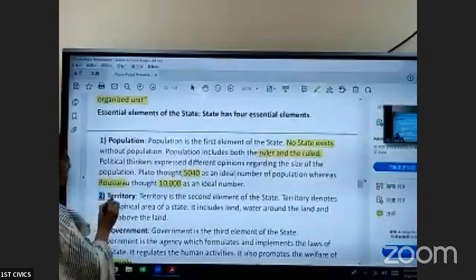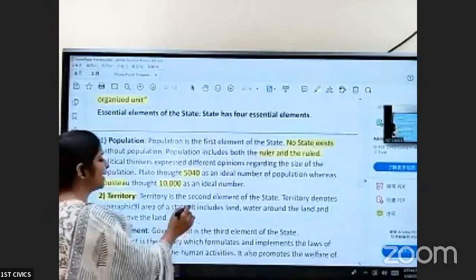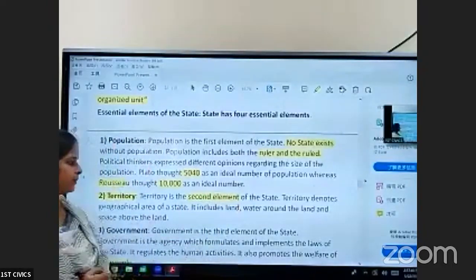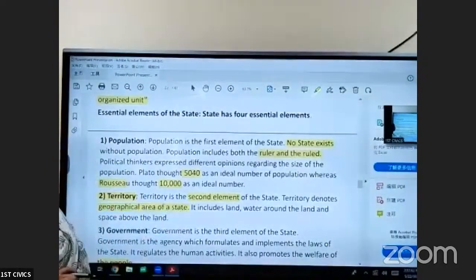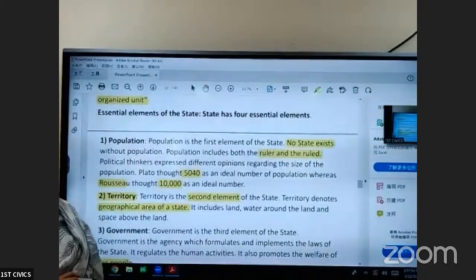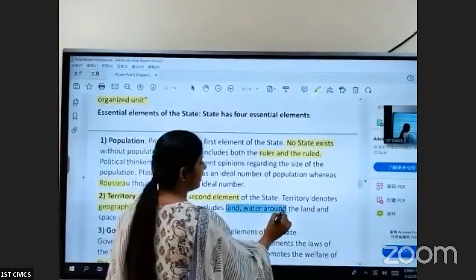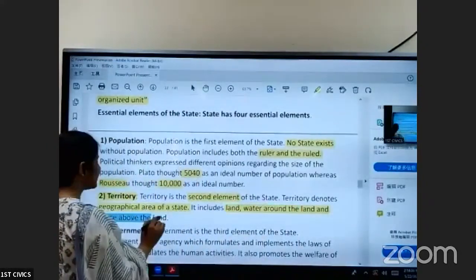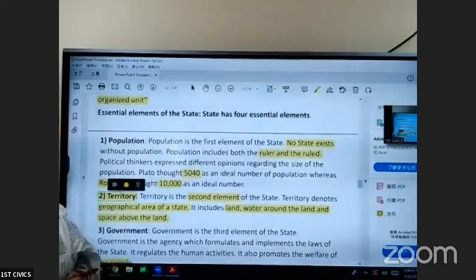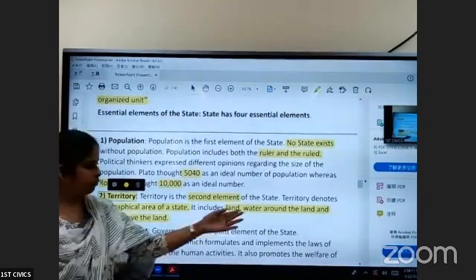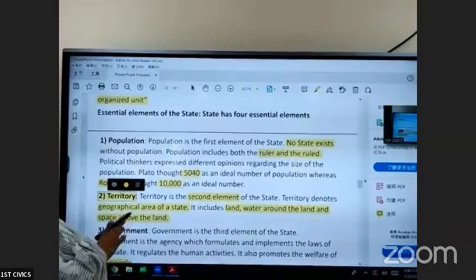Coming to the second element, that is territory. Territory is nothing but the boundaries of the state. It is the second essential element of the state. How will you identify the territory? It is the geographical area of the state. It includes land, water around the land, and the space above the land. All this together forms the territory of the state.